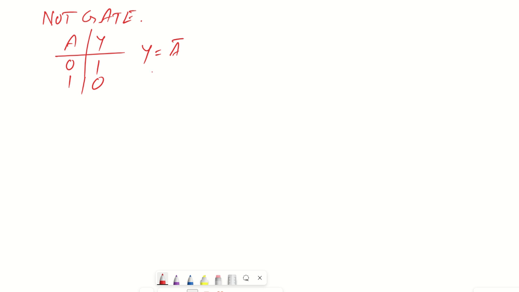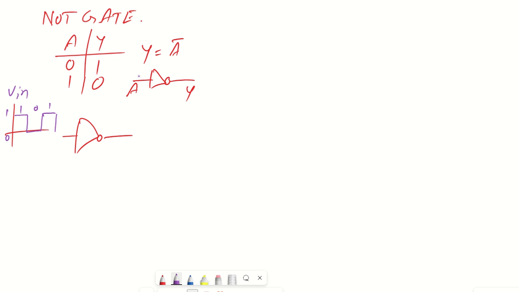Its symbol is basically like this. So this is my NOT gate, this is my A and this is my Y, and Y is nothing but A bar. So let us say we have a NOT gate here, and let us say we have the input like this. We have V input, this is my logic 1 and this is my logic 0. So you can see this is 1, this is 0, this is 1, like that we have.